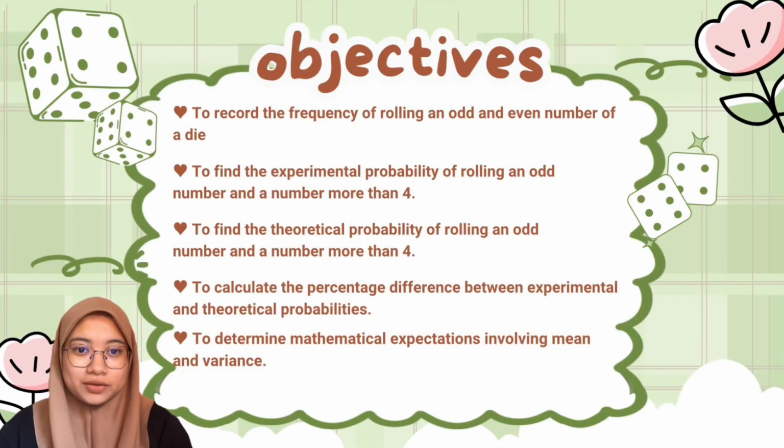The objectives of this experiment are: first, to record the frequency of rolling an odd and even number of a die. Second, to find the experimental probability of rolling an odd number and a number more than 4. Third, to find the theoretical probability of rolling an odd number and a number more than 4. Fourth, to calculate the percentage difference between experimental and theoretical probabilities. Last is to determine the mathematical expectation involving mean and variance.